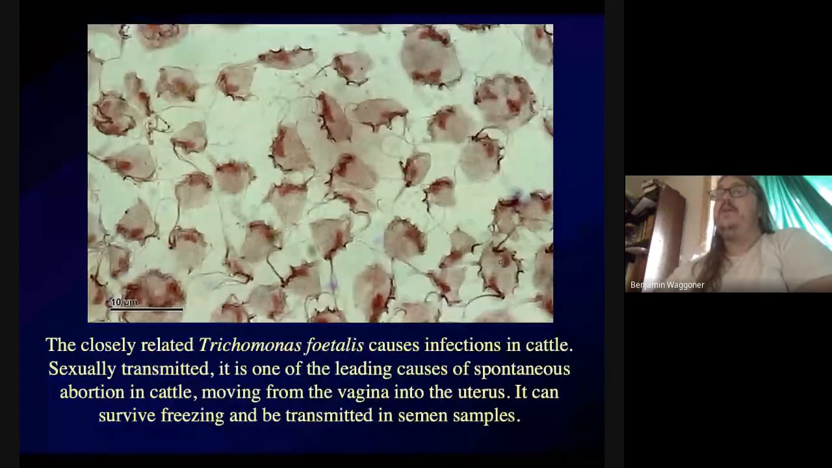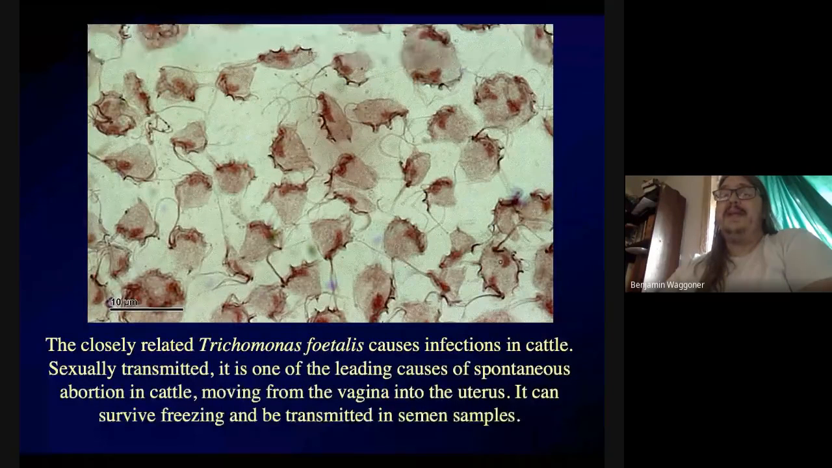Okay, so T. vaginalis can be a commensal, but can cause disease in humans. T. hominis is pretty much a commensal in human mouths. Trichomonas fetalis causes infection in cattle. It's sexually transmitted, and it can survive freezing, so cows can get it from artificial insemination. And unlike Trichomonas vaginalis, which can't do this in people, Trichomonas fetalis can migrate from the vagina into the uterus, and it can cause spontaneous abortion.